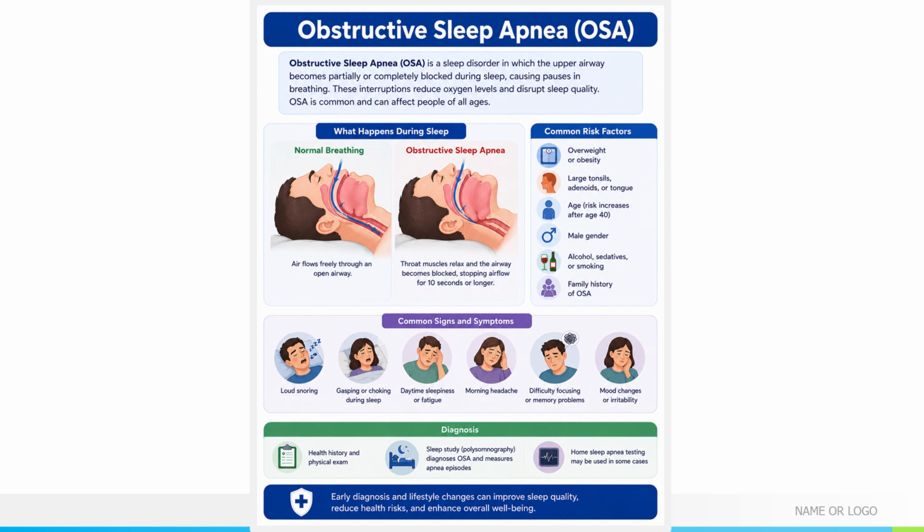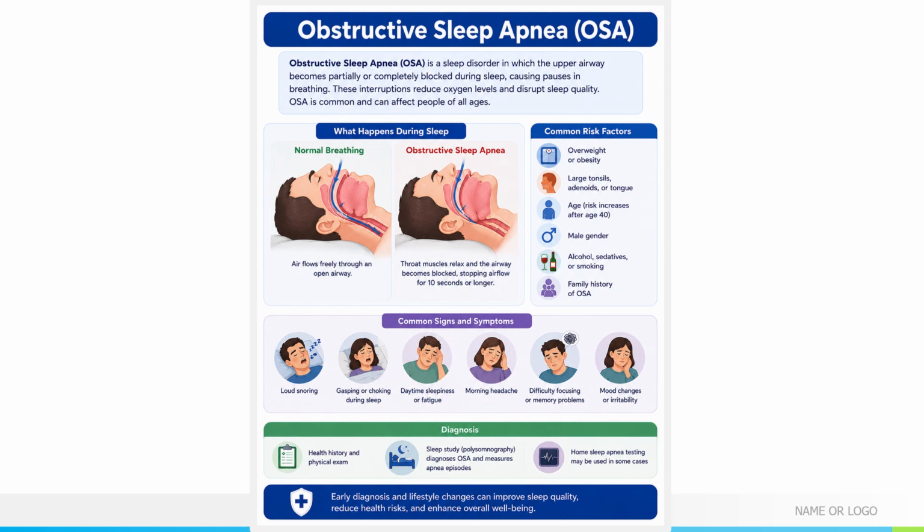One of the most common is the STOP-Bang questionnaire, which is going to evaluate factors such as snoring, daytime tiredness, observed apneas, high blood pressure, BMI, age, neck circumference, gender. And patients with higher scores are considered at increased risk for obstructive sleep apnea.